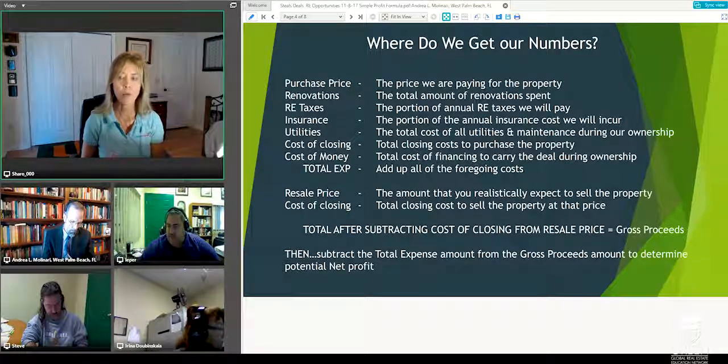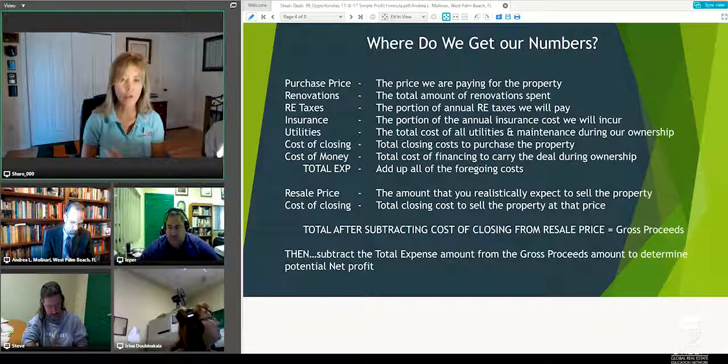Insurance, the same thing, right? So the portion of that annual insurance cost that we'll incur. Now, some people buy insurance just for that 6 months, and that's your figure, okay? Utilities, the total cost of all utilities and maintenance during our ownership.